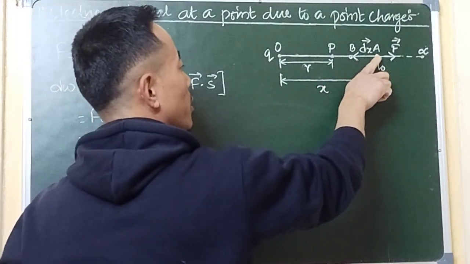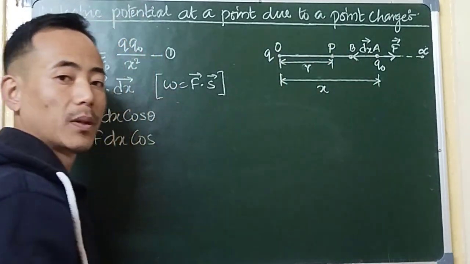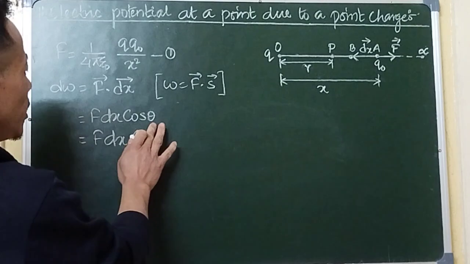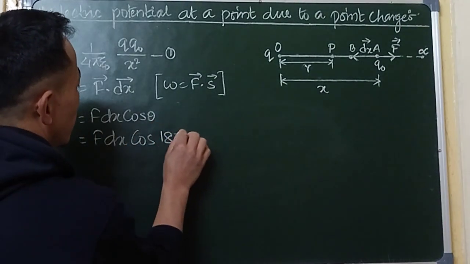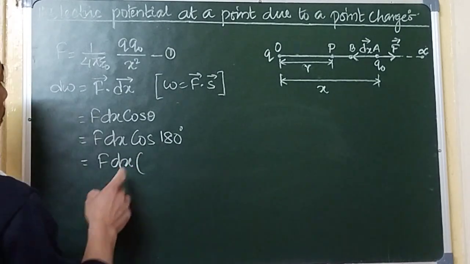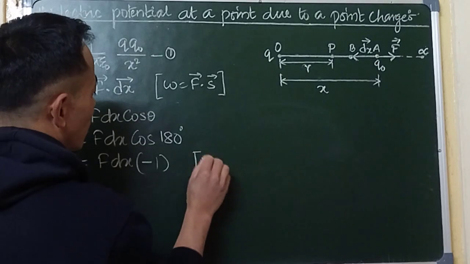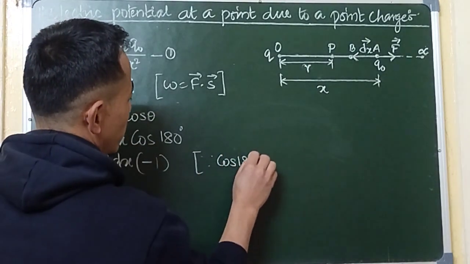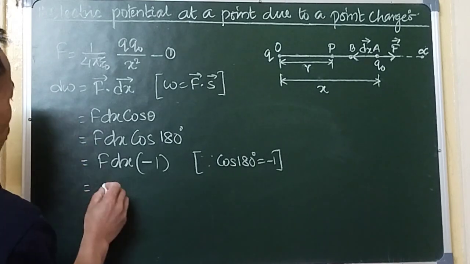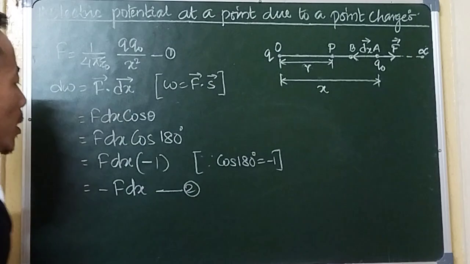So force is directed towards right and displacement is directed towards left from the point A. That means these two vectors are opposite in direction, which means that the value of theta here will be 180 degree. So the small work done dW will be, if you put the value of cos theta, 180 degree, which is -1, so cos of 180 degree is equal to -1. So small work done dW will become minus F dx. Let this be equation number 2.